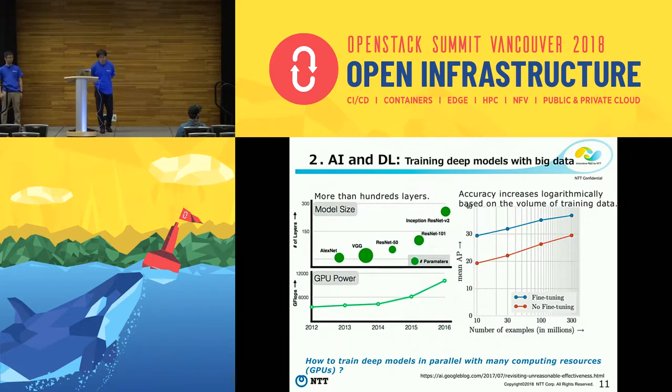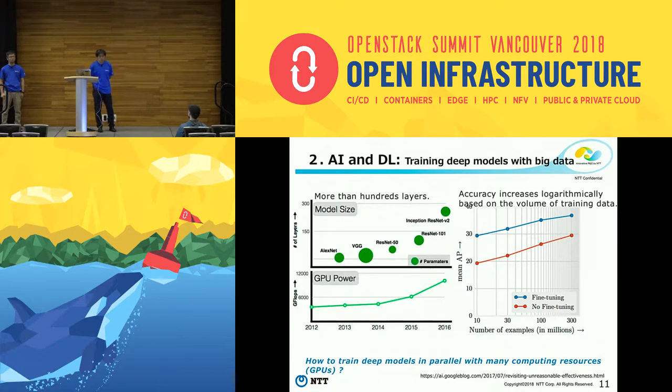These figures come from the Google AI blog. The left graph shows how many layers are in the state-of-the-art deep learning models and the required computations, GPU power. One of the latest state-of-the-art models, Inception ResNet version 2, has more than 200 layers in the model. So we need many matrix calculations for training such a big deep learning model.